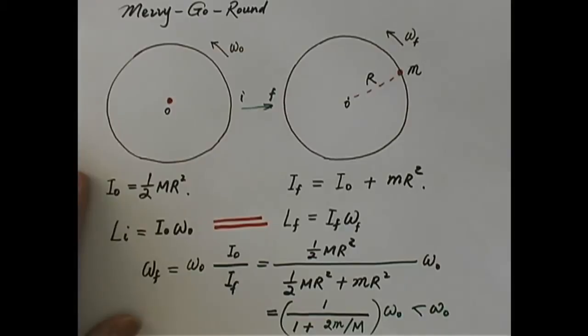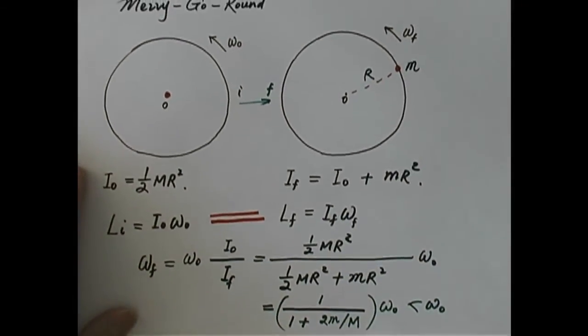But how much less? Well, it depends on the ratio of the mass of the child versus the platform. Okay, if the child has insignificant mass compared with the mass of the merry-go-round, this term is almost equal to 0, which means yes, it's going to slow down, but not by much. Okay, so this is an example of conservation of angular momentum.